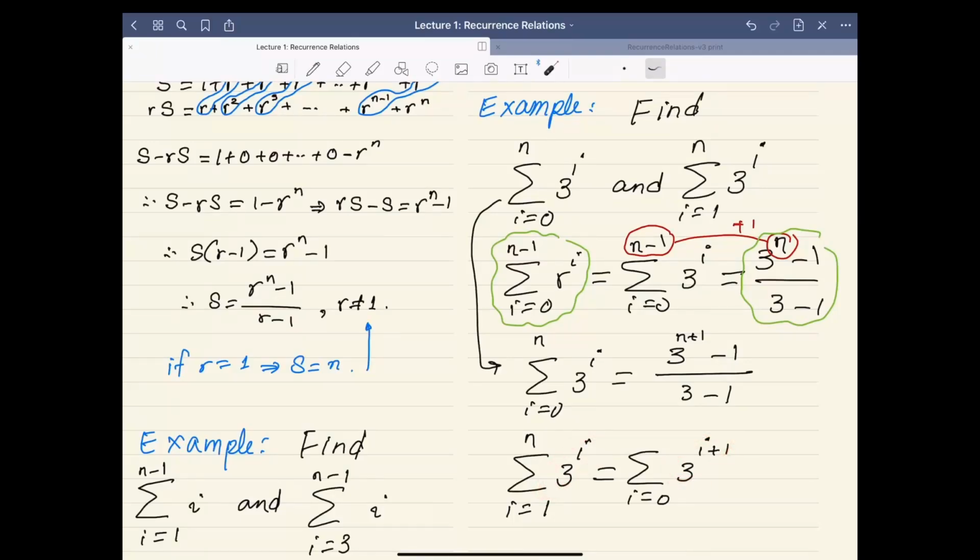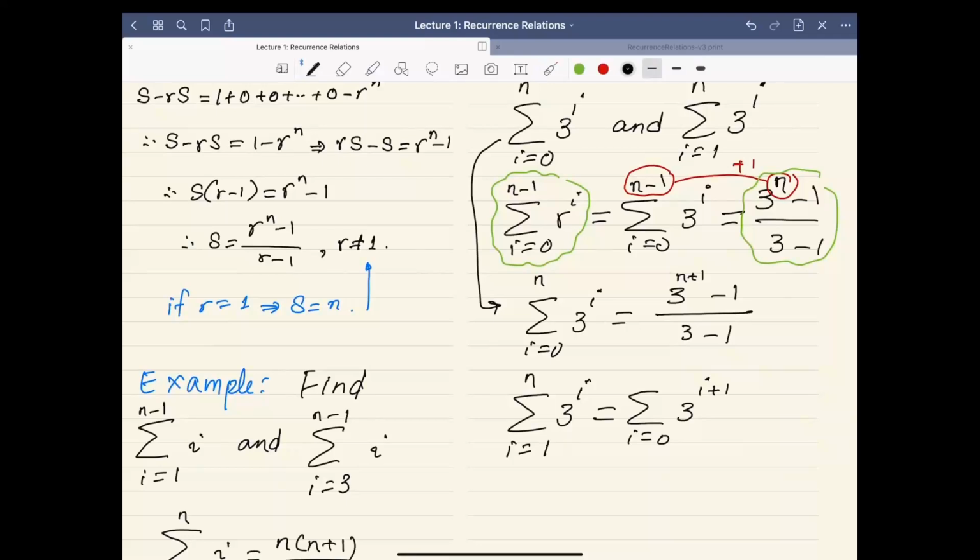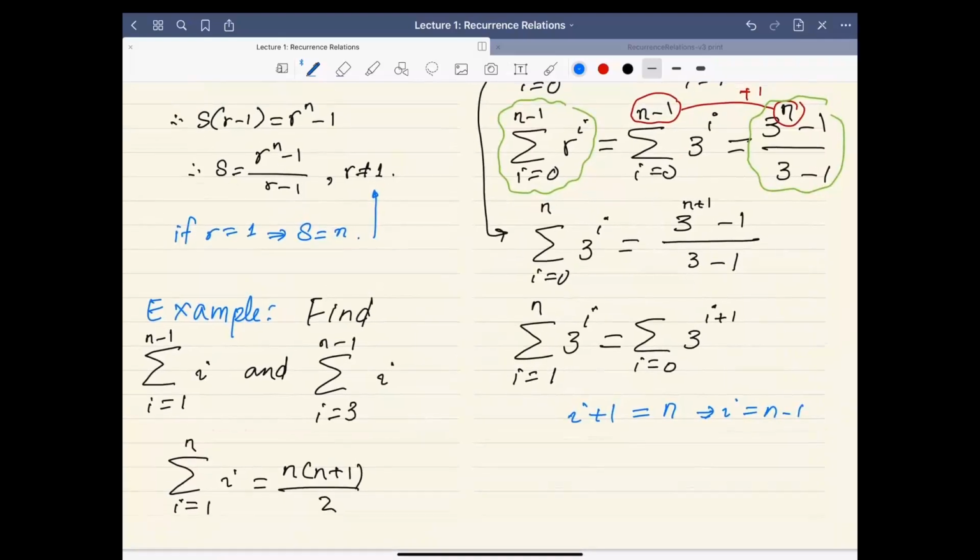Now for the last number in the sequence, like what we have done for the arithmetic sequence, i plus 1 is equal to n. Why n? Because see, this is the one we want to find. It goes up to n. If I want to make i plus 1 reach n, then solve this equation. So i is equal to n minus 1.